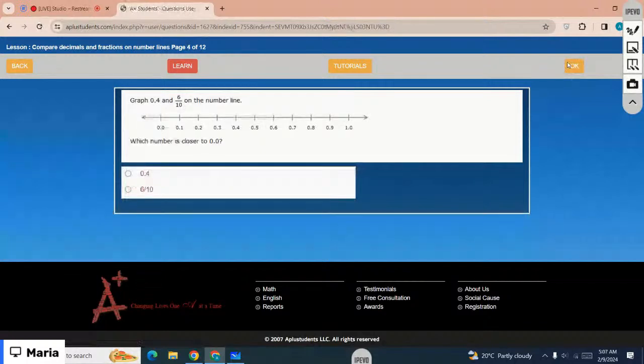Graph 0.4 and 6 by 10 on the number line. Which number is closer to 0? Yes, 0.4 is closer to 0. The correct option is 0.4.